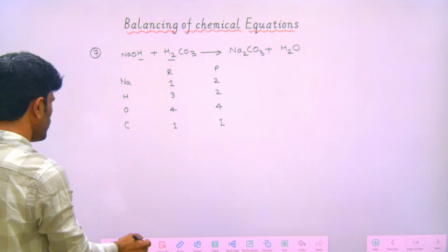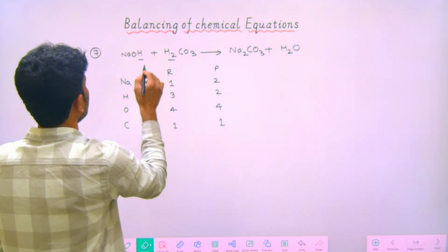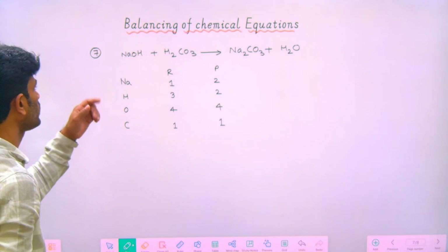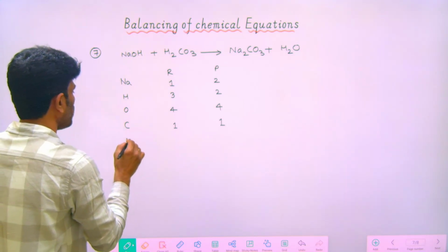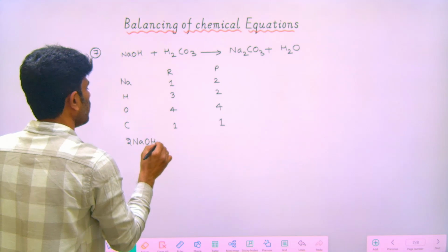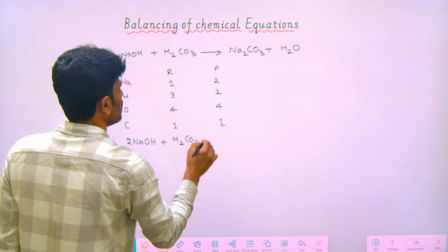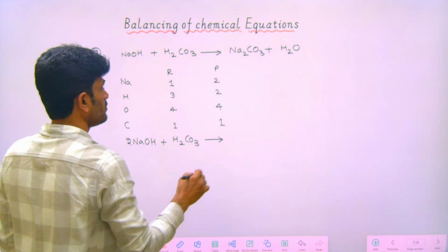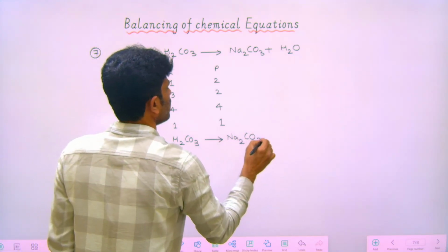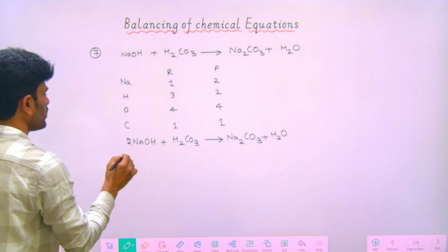So for that what do we need to do? We need to balance this NaOH. NaOH, I will write it as 2 times NaOH. So what happens? Let us see. 2NaOH plus H2CO3 gives rise to Na2CO3 plus H2O. And let us check again on both the sides.